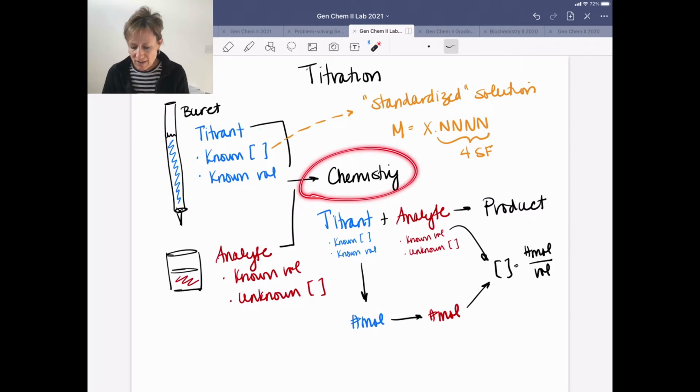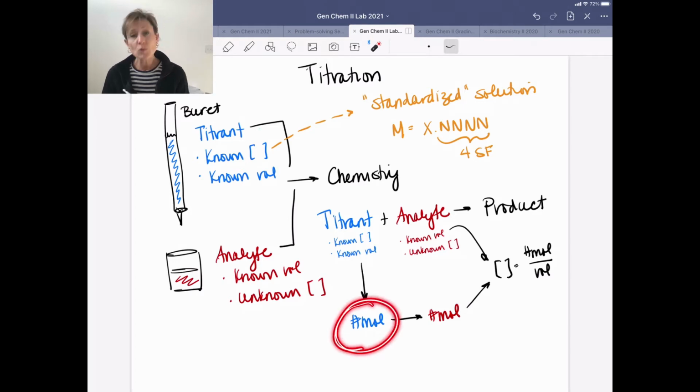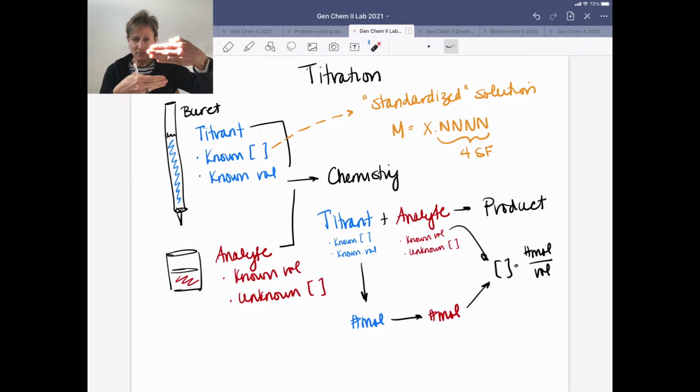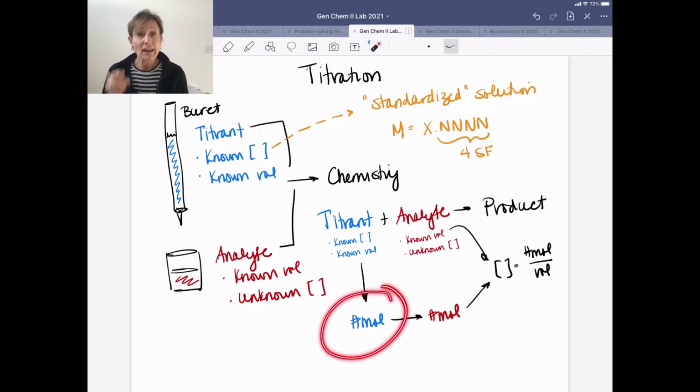So in this case, we're going to have chemistry happening between the titrant and the analyte for a titration. Again, we're going to have a known concentration and volume of our titrant, which means we can determine the number of moles of titrant that have reacted. Remember, concentration is moles per liter. And if we multiply that by the volume that we use in liters, we can get the number of moles. So we will be able to very accurately know the number of moles of titrant that we use. And via a balanced chemical equation, we can determine the moles of analyte that we react with.